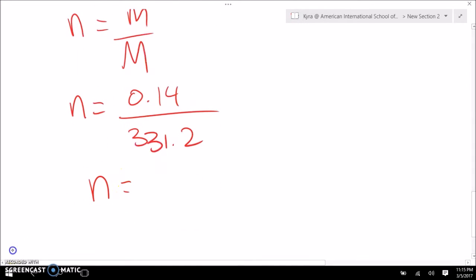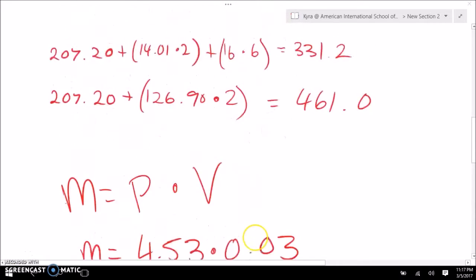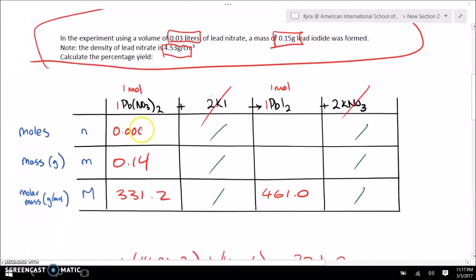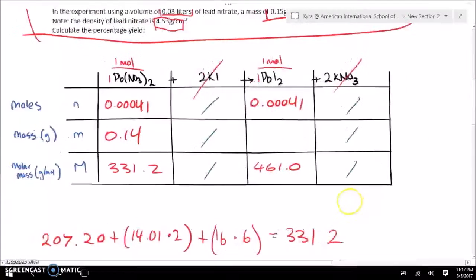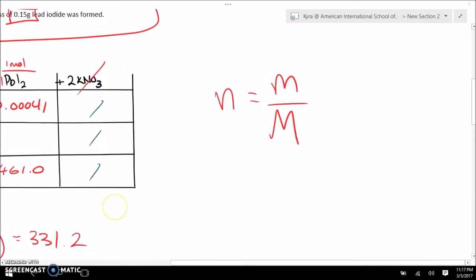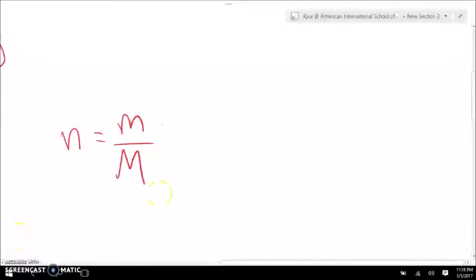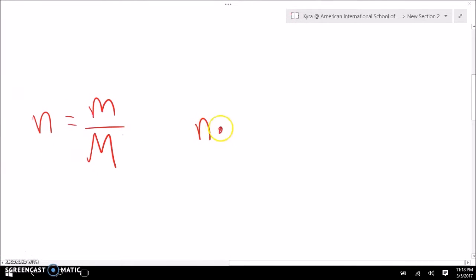So n equals 0.00041. So we can plug that in. But since we know the moles are equivalent to each other, we can also plug in 0.00041 for lead iodide. So now we know the moles and molar mass of lead iodide, so we can use the equation n equals m divided by M to work out the mass. By rearranging this equation, we get moles multiplied by molar mass equals mass.